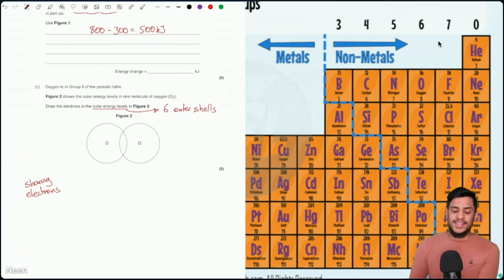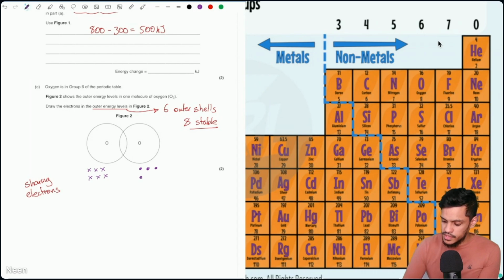So we need to share 6 outer shell electrons to make them both have full outer shells. So you want to share the 6 and give each one a full outer shell of 8, because that makes them more stable. So imagine the one on the left has 6 crosses. We're going to draw this one with crosses, and we're going to draw the other one with dots.